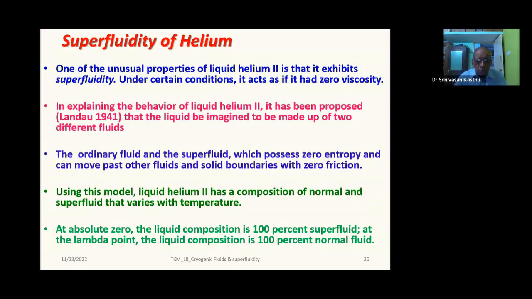The superfluid has zero entropy and can move fast with respect to the other fluids and the solid boundaries with zero friction. Using this model, helium-2 can be thought of as a composition of normal fluid and superfluid, and the superfluid content varies with temperature. At absolute zero, the composition is 100% superfluid. At the lambda point, it is 100% normal fluid. As you go below the lambda point, more and more superfluid forms, and its percentage increases to 100% at 0 Kelvin.